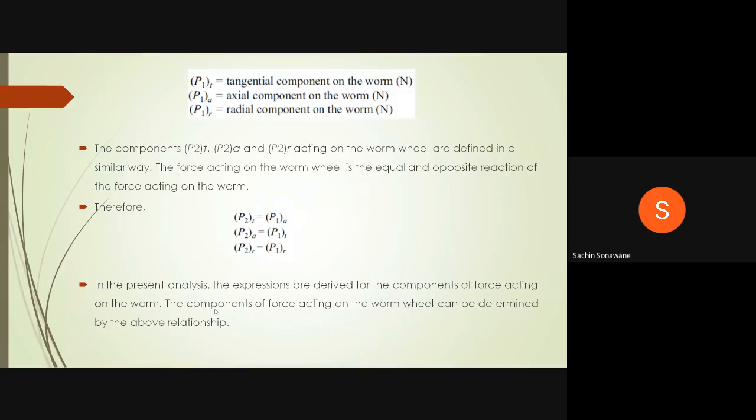Therefore, P2T, the tangential force on the worm wheel, is equal to axial force on the worm. Axial force on the worm wheel is equal to tangential force on the worm. Radial force on the worm wheel is equal to radial force on the worm. In the present analysis, the expressions are derived for the components of force acting on the worm. The components of force acting on the worm wheel can be determined by the above relationship.